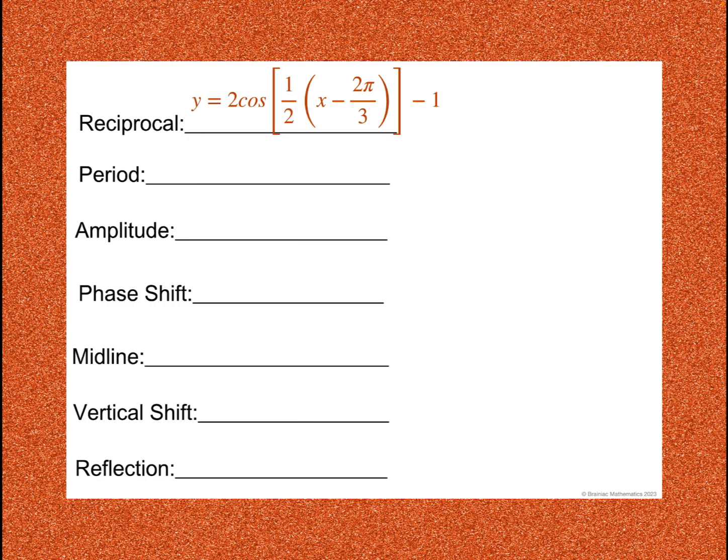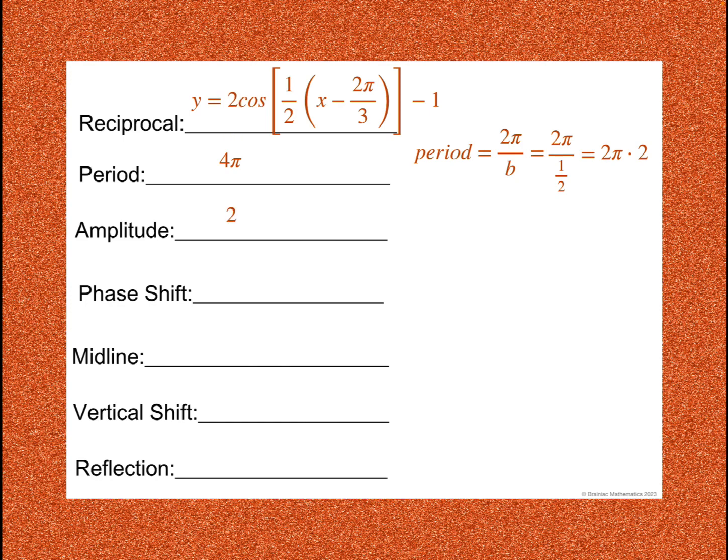Looking at this reciprocal equation, we need to figure out our transformations. Let's start by finding our period. Recall, the period of the cosine graph is found by taking 2 pi divided by b. In this example, b is 1/2, so we take 2 pi divided by 1/2. Flip and multiply that fraction, and we end up with a period of 4 pi. Next, we're going to find our amplitude. Recall that amplitude is found by our a value, and in this case, a is 2. Since a is 2, our amplitude is also 2. Then we're going to find our phase shift.